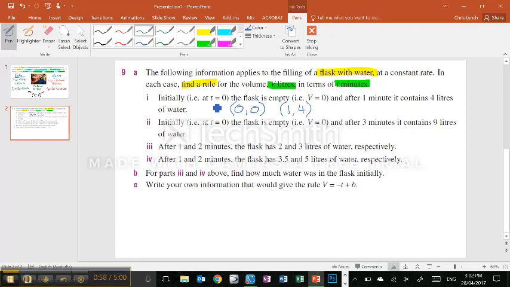So it says that initially, the flask is empty. So at 0 minutes, there's no water in there. After 1 minute, there is 4 litres of water in there. Suddenly we've got 2 points and we can actually plot them into a graph. We'll have a go at doing that now. 0, 0 and 1, 4.